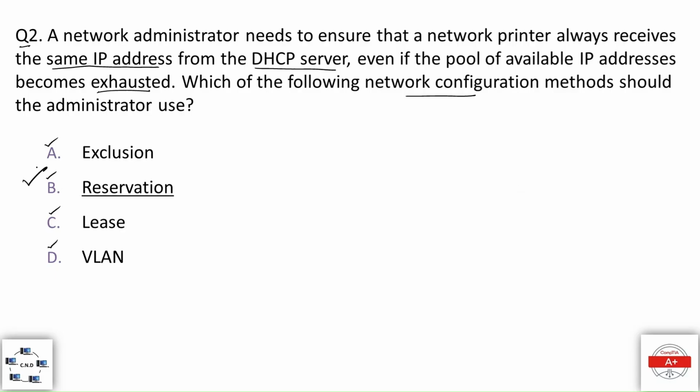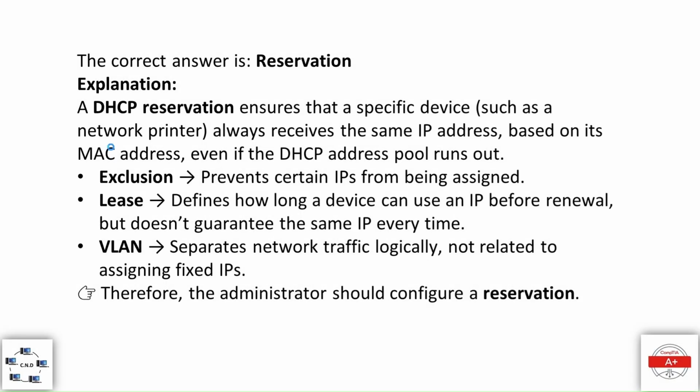option B, reservation. And the explanation is: a DHCP reservation ensures that a specific device such as a network printer always receives the same IP address based on its MAC address, even if the DHCP address pool runs out.